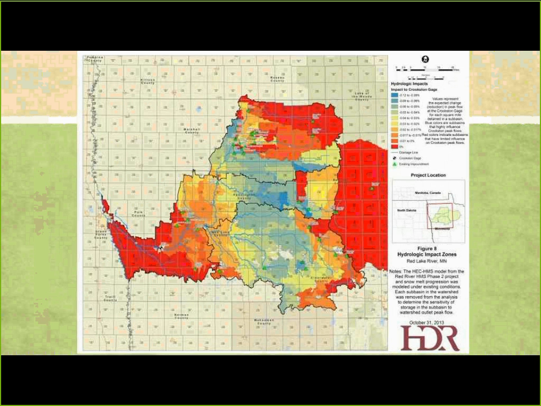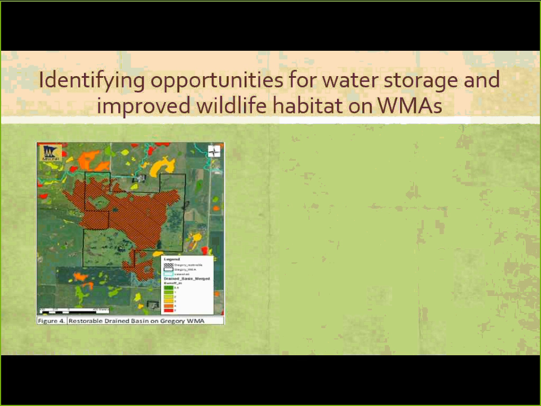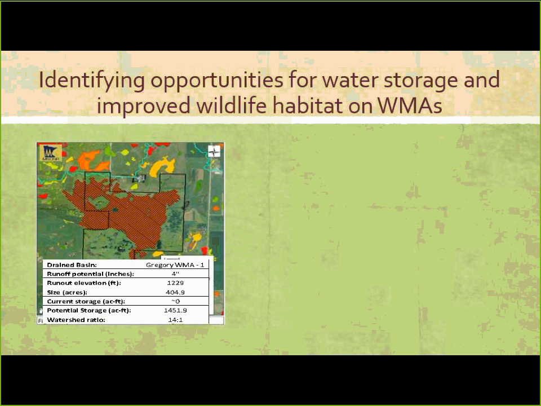So switching gears from this example, we're also working up some data, because of the drained wetland basin layer, for wildlife management areas. This is a WMA. Here's that drain basin layer. Identify where there's opportunities to restore wetlands on WMAs. And we can go to a watershed and say, look, here is a WMA where we have an opportunity to store an additional 1,400 acre-feet of water. Do you want to partner with us to do a project?